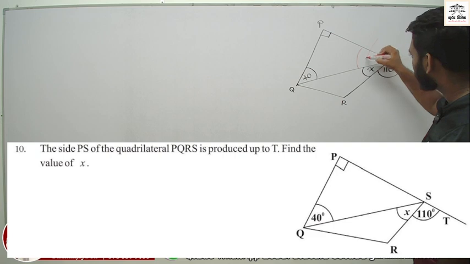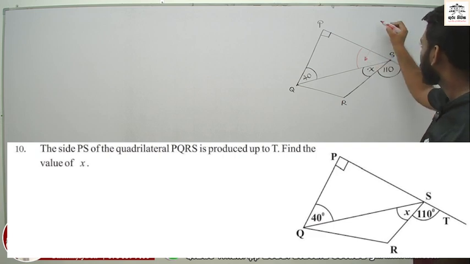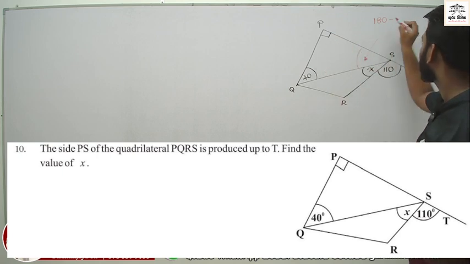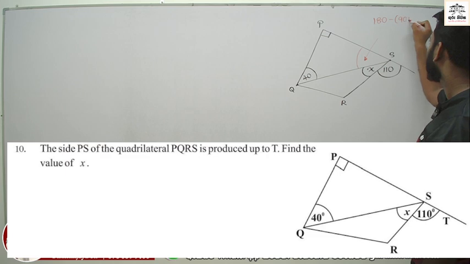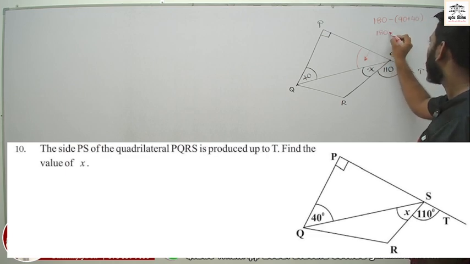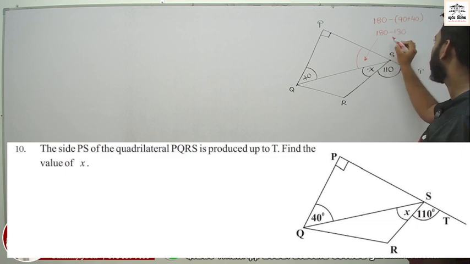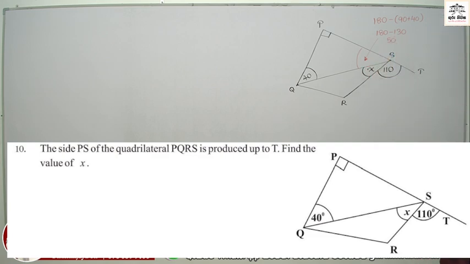How? You need to subtract from 180 the sum of 90 and 40, right? And 90 plus 40 becomes 130. Therefore, you need to subtract from 180. Then the answer becomes 50 here. And here is a 50.